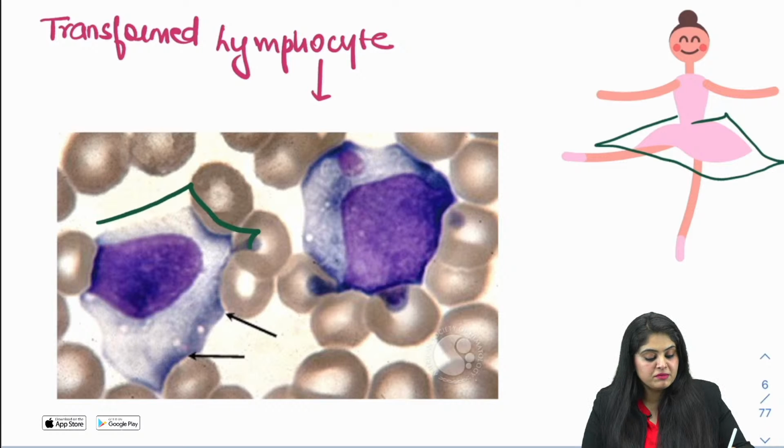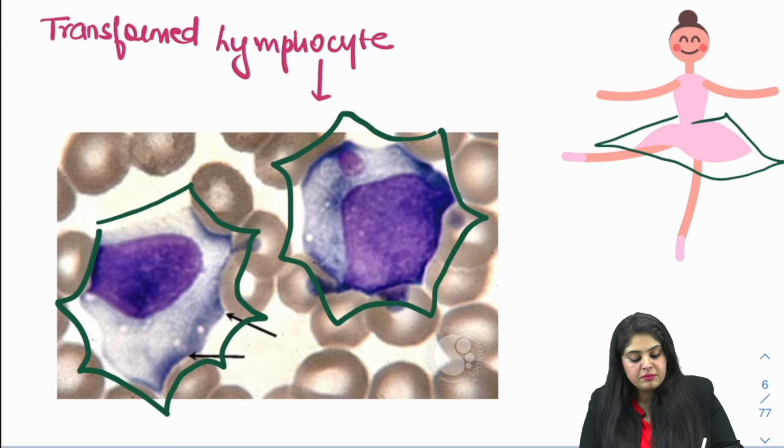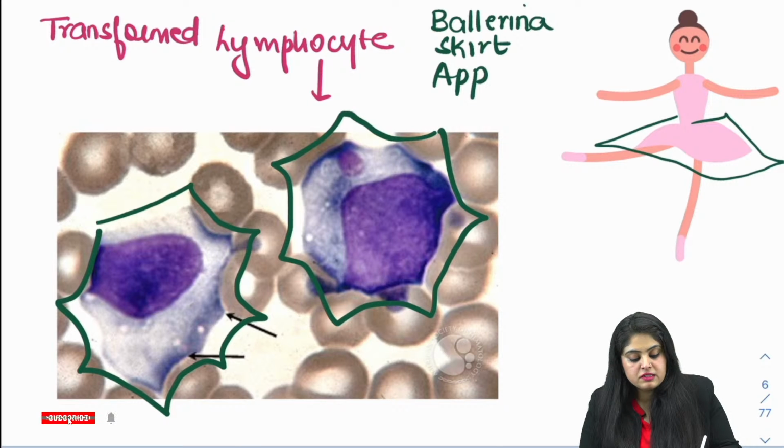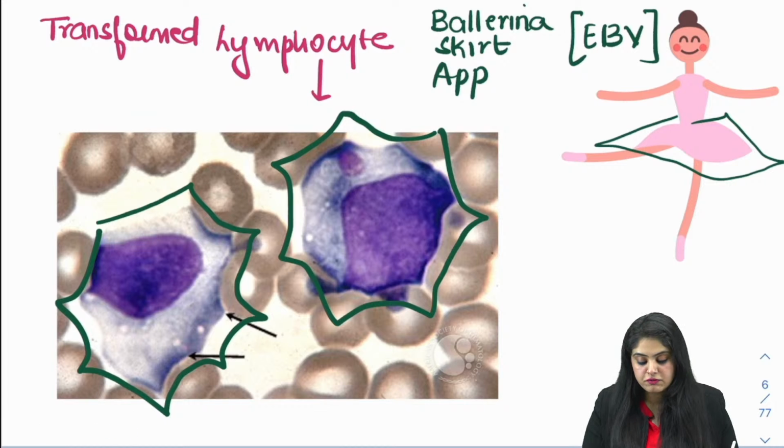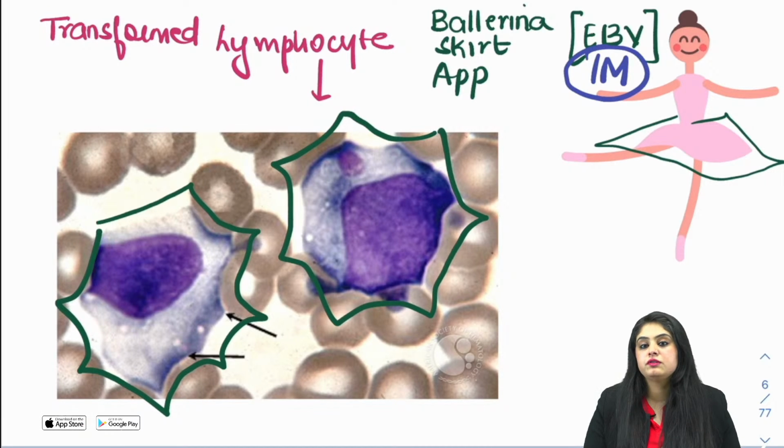So look at this cell. Suddenly the lymphocyte has become a ballerina skirt-like cell. These are referred to as the very famous ballerina skirt appearance. This is a question that you get in the paper. Ballerina skirt appearance seen with Epstein-Barr virus. Excellent. And what is the infection for Epstein-Barr virus? The infection that I'm talking about is infectious mononucleosis.